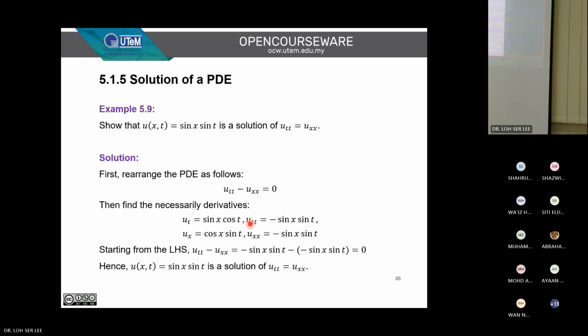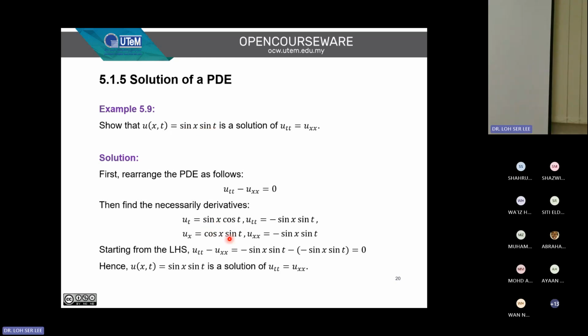And next, we want to find uxx. So ux means that we are differentiating this function with respect to x. Now sine t is a constant. We treat sine t as a constant. So sine x with respect to x, you get cos x. So cos x sine t.